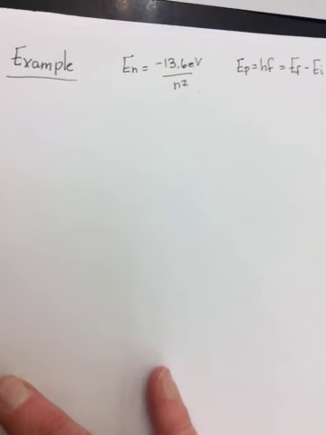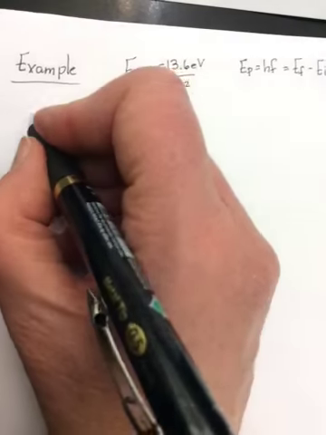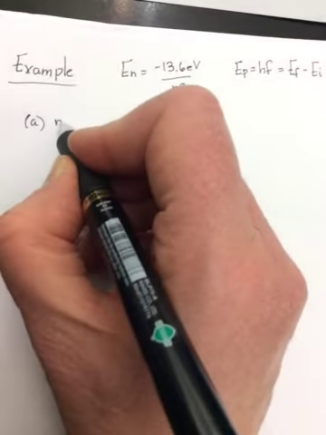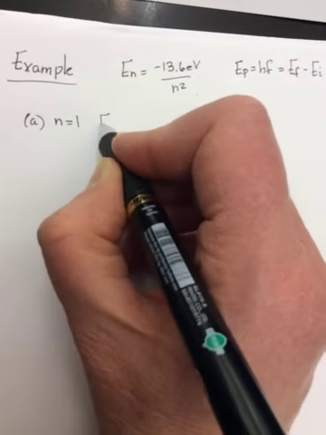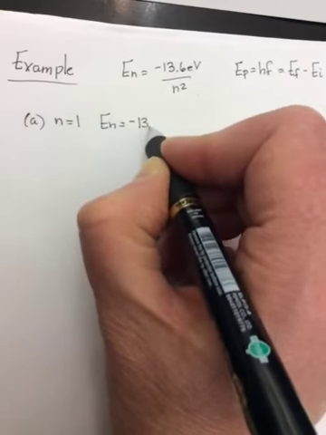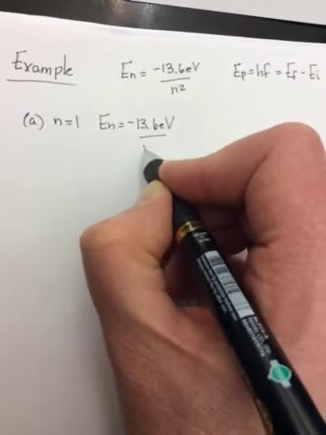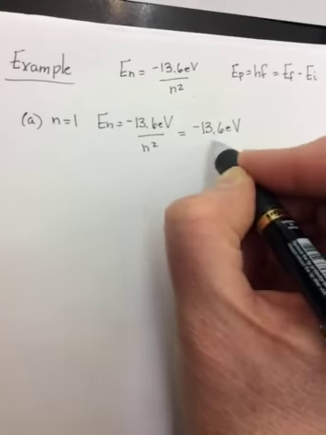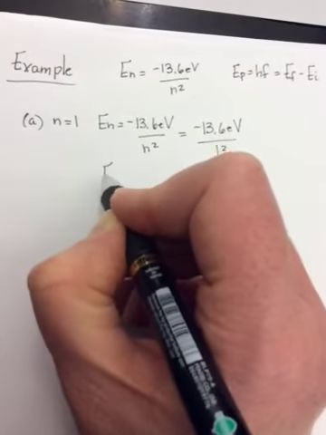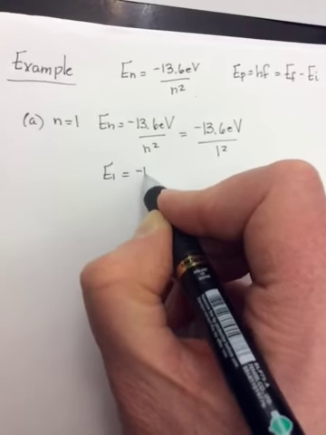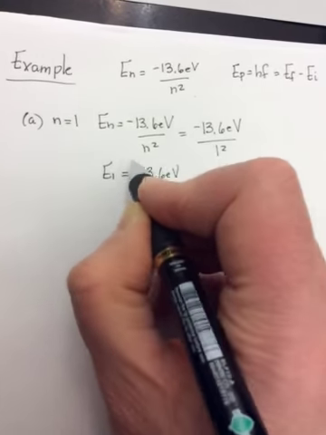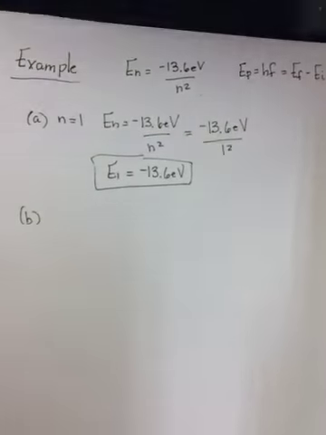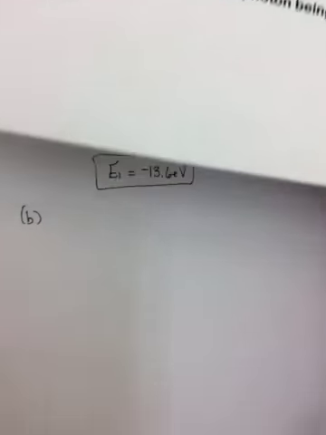Okay? So part one of this question wants you to determine the energy of the innermost energy level. Innermost is n equals 1. So E_n is equal to negative 13.6 electron volts over n squared, or negative 13.6 electron volts over 1 squared. So E_1 is equal to negative 13.6 electron volts. Okay, that's part A.